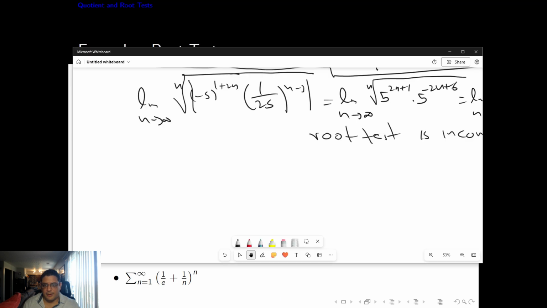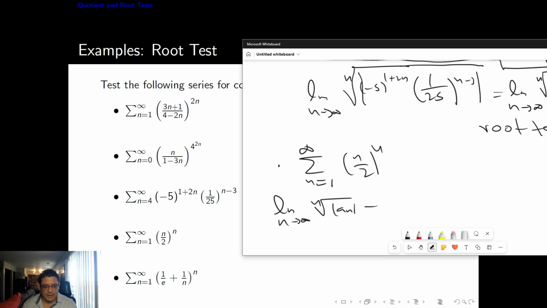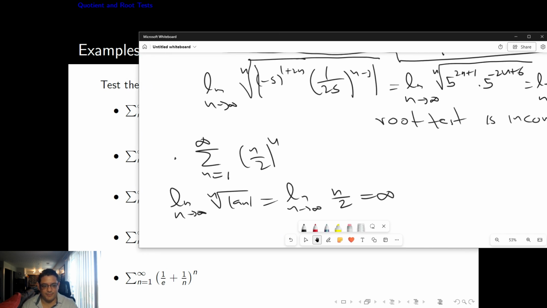All right. So now let's go to another example. We have this n over 2 to the n. And this looks like it's going to be divergent right away. Because if I take the limit when n goes to infinity of the nth root of a_n, this is just the limit when n goes to infinity of n over 2. That's it. And this goes to infinity, so just by this being bigger than 1, the root test tells me that it's divergent.